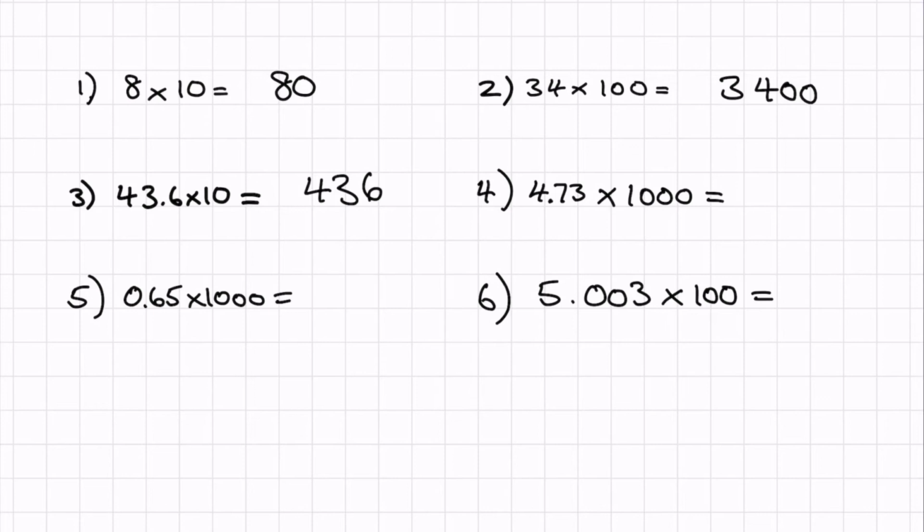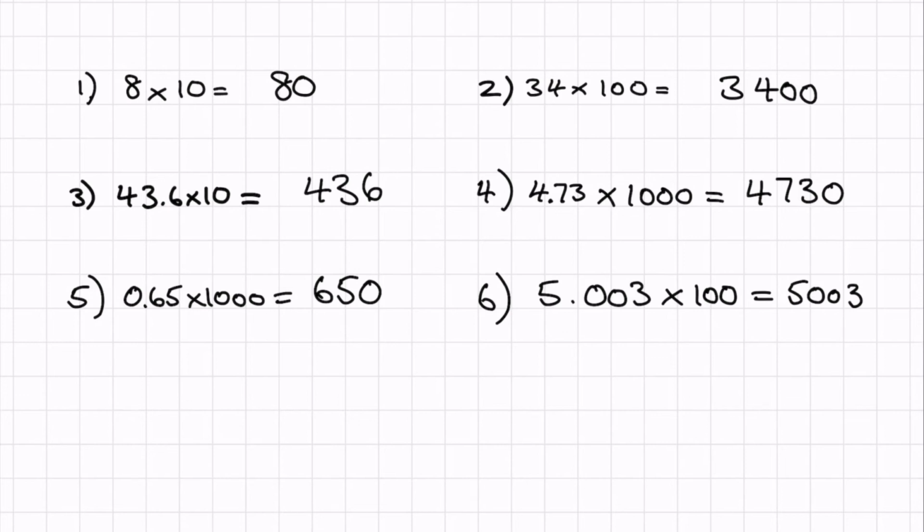4.73 multiplied by 1,000 is going to give you 4,730. 0.65 multiplied by 1,000 is going to give you 650. And 5.003 multiplied by 100 is 500.3.